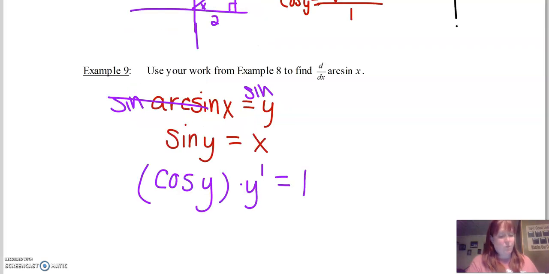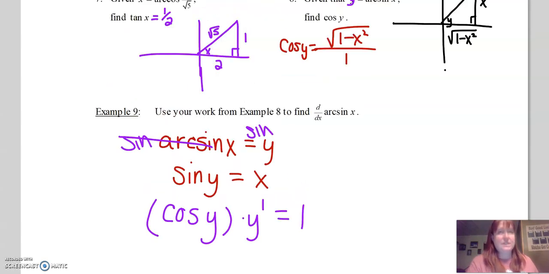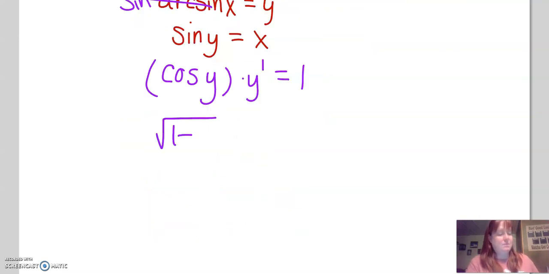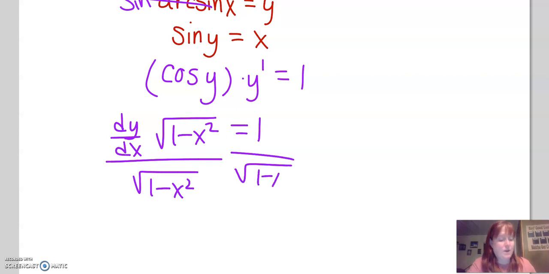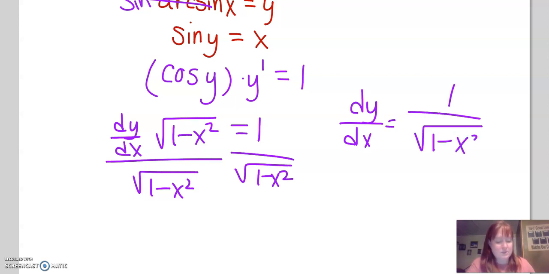Now, I know what cosine of y is, right? I just found cosine of y, didn't I? So that is the square root of 1 minus x squared. So I get the square root of 1 minus x squared times dy dx equals 1. Okay, and now I need to find the derivative, and so that means I have to get dy dx by itself because this is implicit differentiation. So I divide both sides by the square root of 1 minus x squared. And I get that dy dx equals, drum roll please, 1 over the square root of 1 minus x squared. So the derivative of the inverse sine is 1 over the square root of 1 minus x squared.